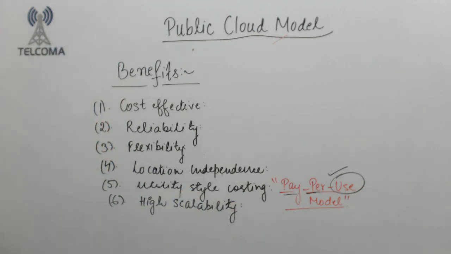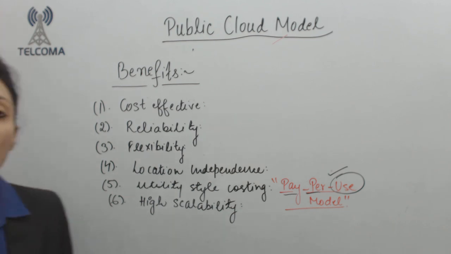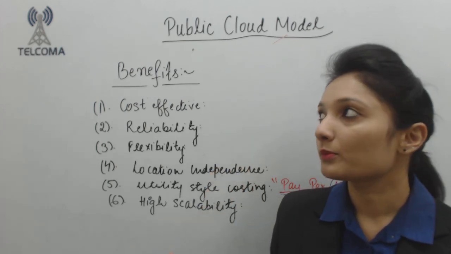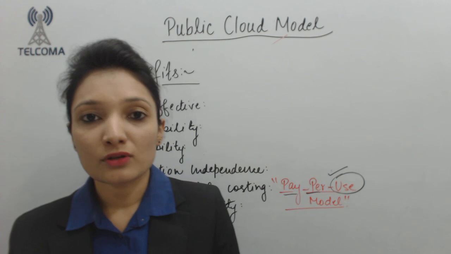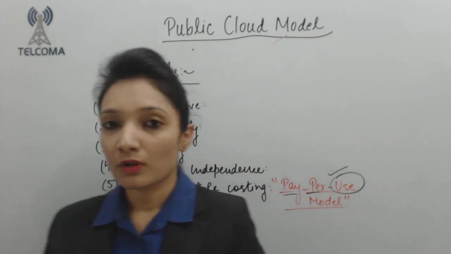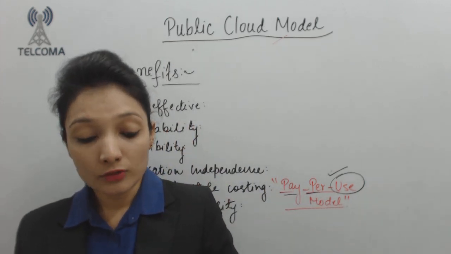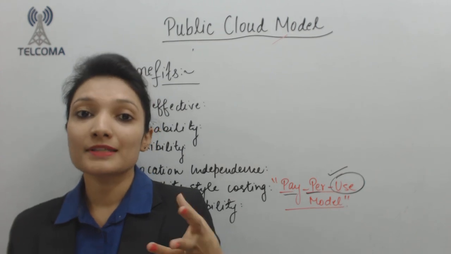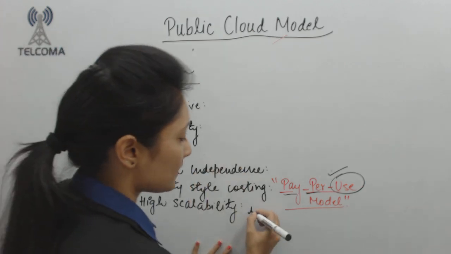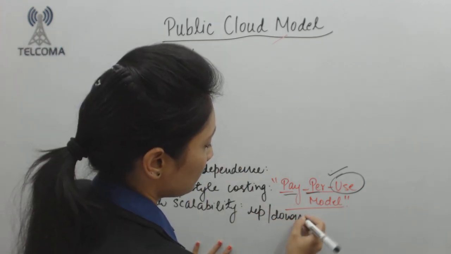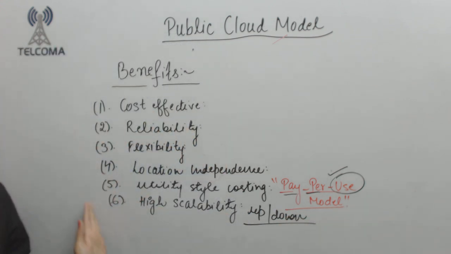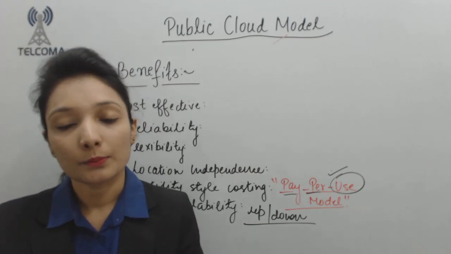High scalability. Now, cloud resources are made available on demand from a pool of resources. This is one of the features of cloud computing and the public cloud, that it offers on demand service. Whenever you require, you can access the resource from a pool of resources. Scalability is also added in that the resources can be scaled up or scaled down anytime, according to the requirements, and scaled down whenever they are not required. These are the benefits associated with the public cloud model.